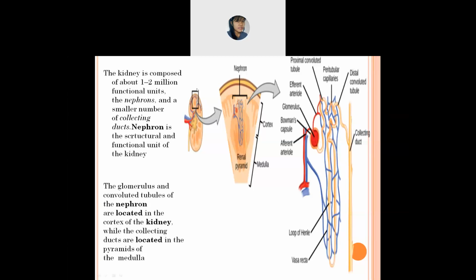Okay, so how many nephrons does this kidney have? You will say that approximately 1 to 2 million nephrons are there, and these nephrons are the structural and functional unit of the kidney. Structural.